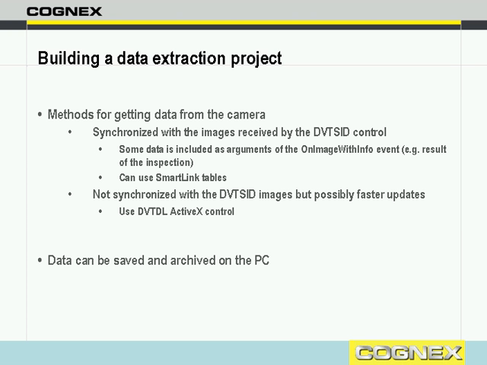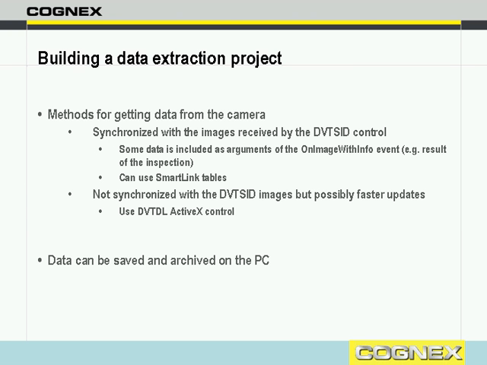Well, we added that functionality to the DVT SID control, so the control can actually receive SmartLink tables as well. So you need to use the get SL table function to basically start getting images, and then there is an event called SL tables ready, which, similarly to the on image event, provides you with a fresh new table. And the point here as well is that these two modes, because they're provided by the DVT SID control, these two methods of extracting data are synchronized with the images.